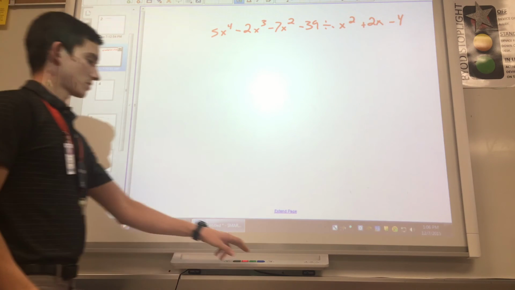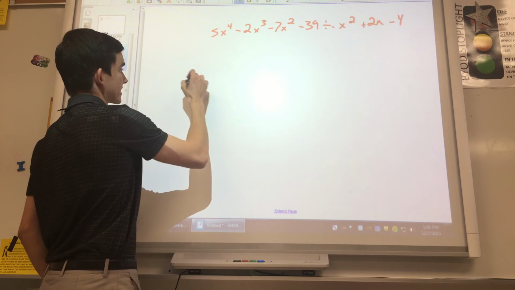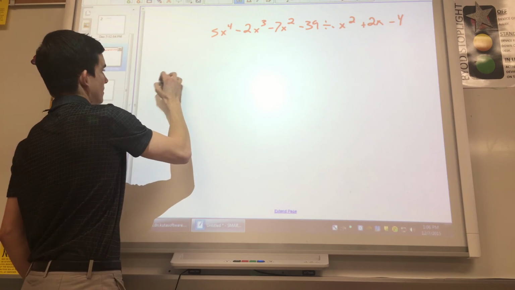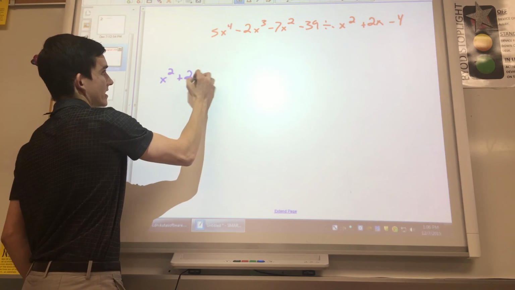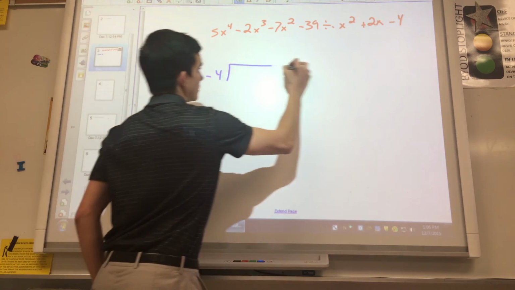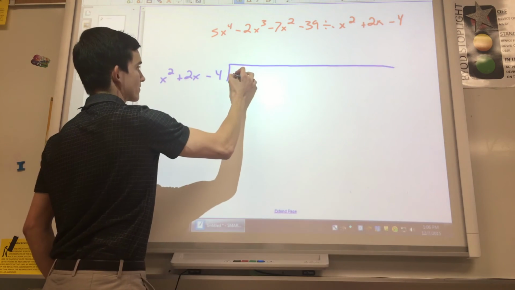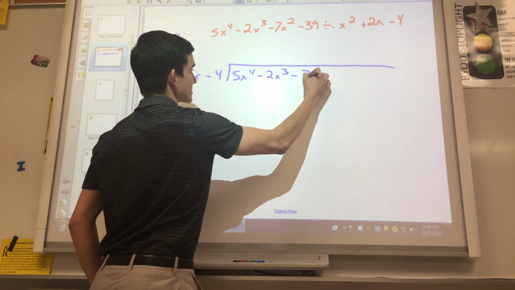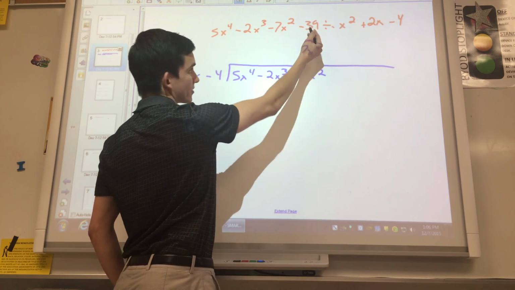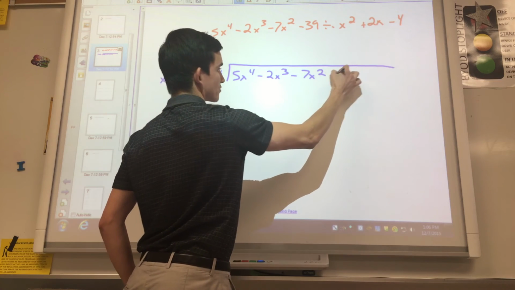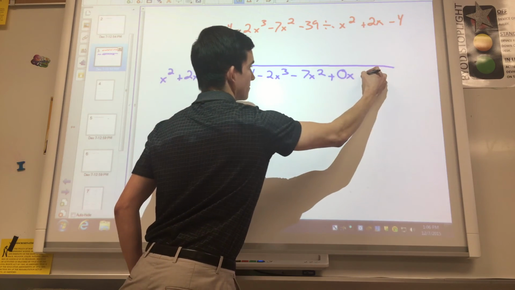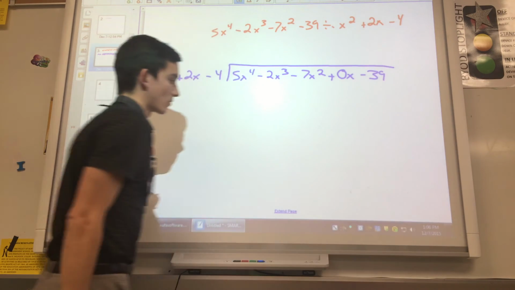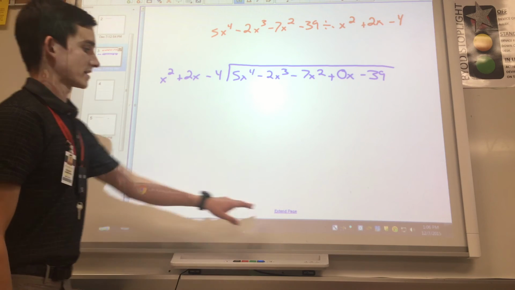Okay, so setting it up, x squared plus 2x minus 4, dividing this big long 5x to the 4th minus 2x cubed minus 7x squared. Notice there's a minus 39, but we're missing an x term, so plus 0x, and then minus 39. Wow, I might need some space on this one.